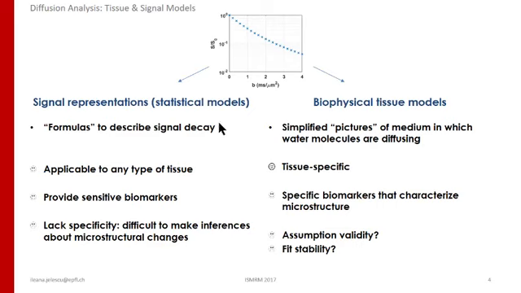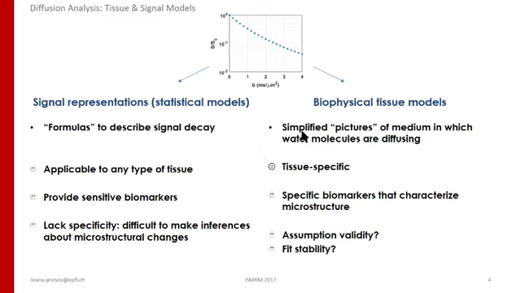So I will be discussing roughly two avenues for analyzing the signal. The first one is signal representations, also referred to as statistical models, and the other one is biophysical tissue models. Signal representations are formulas to just describe the signal decay without making any assumption about the underlying tissue. Therefore, they are applicable to any type of tissue, which is a pro, and they are also able to provide sensitive biomarkers to processes such as development, aging, or pathology. However, their downside is that they lack specificity and that it's difficult to make inferences about the actual microstructural changes that are going on.